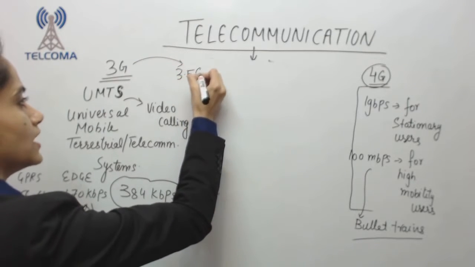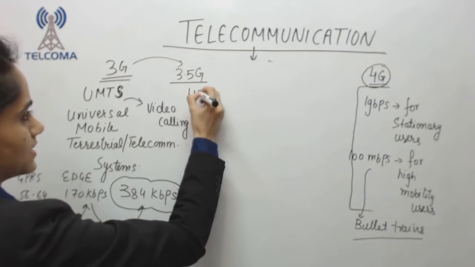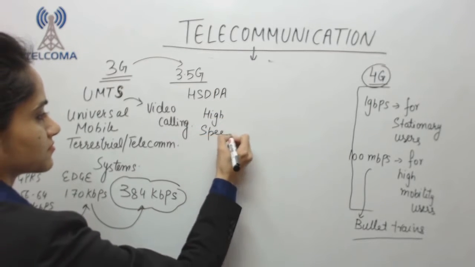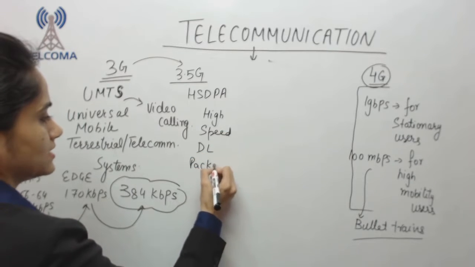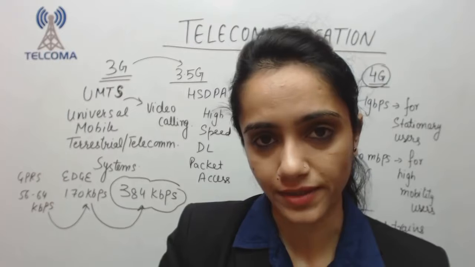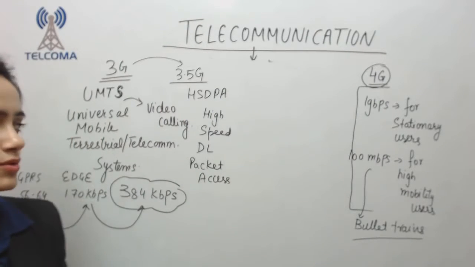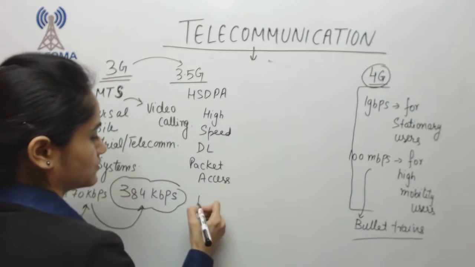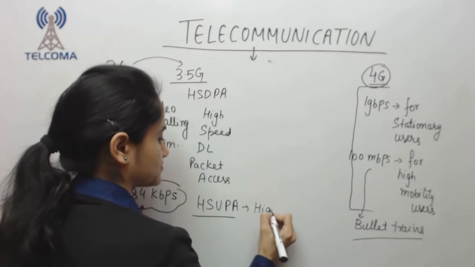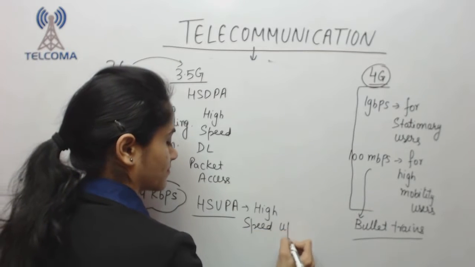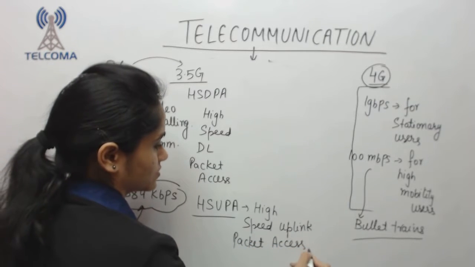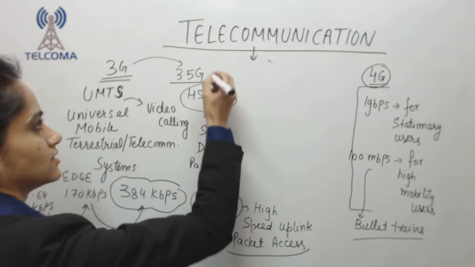So after this, we have 3.5G. We call it HSDPA, which stands for High Speed Downlink Packet Access. That means we have focused on the downlink speed because most of the users are downloading. After that we have an era of cloud computing, which means we have to work with upload speed also. So we have HSUPA, High Speed Uplink Packet Access. So HSUPA and HSDPA are under 3.5G.